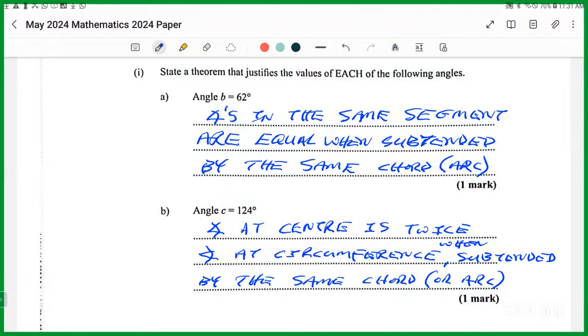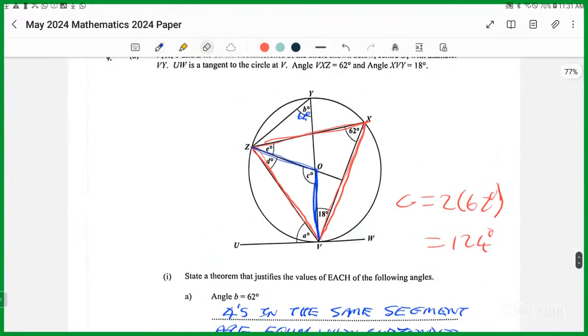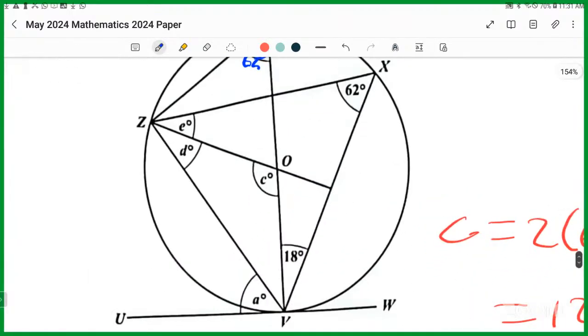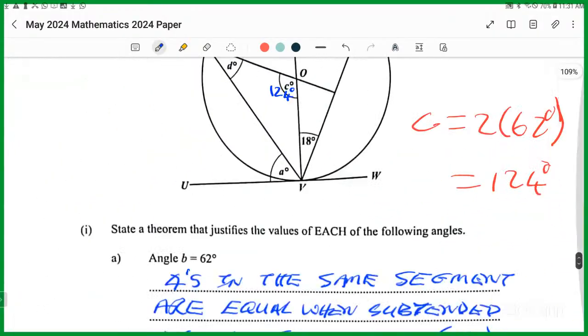Everybody good so far? Everybody okay so far? Alright, so this angle at the center is 124. So let's put it on the diagram now. This angle at the center now is 124 degrees. Alright, let's put it right here at the center. This is 124 degrees.